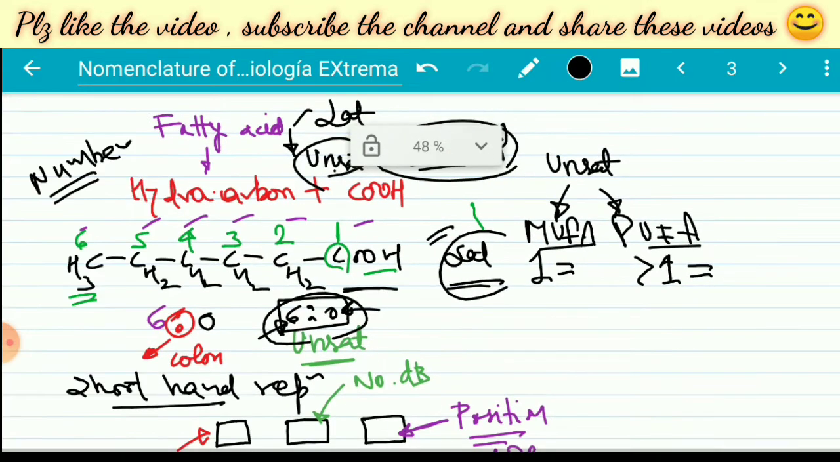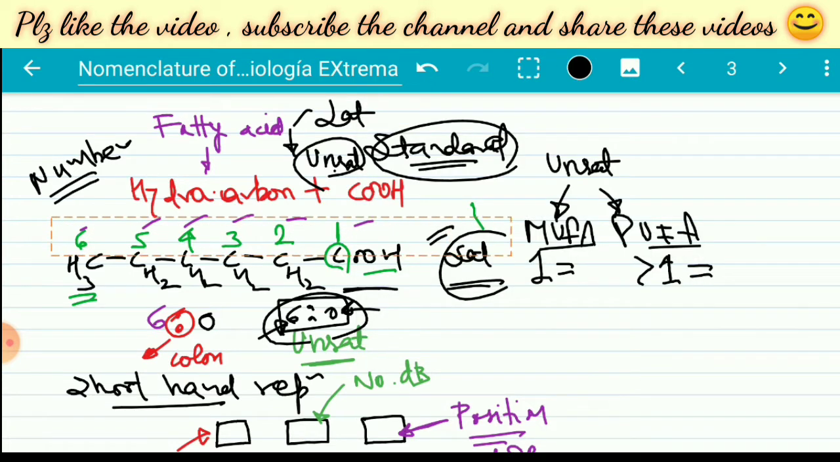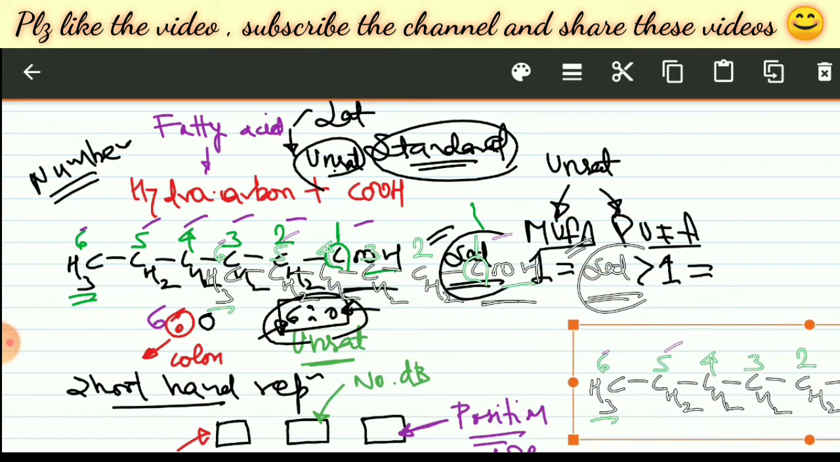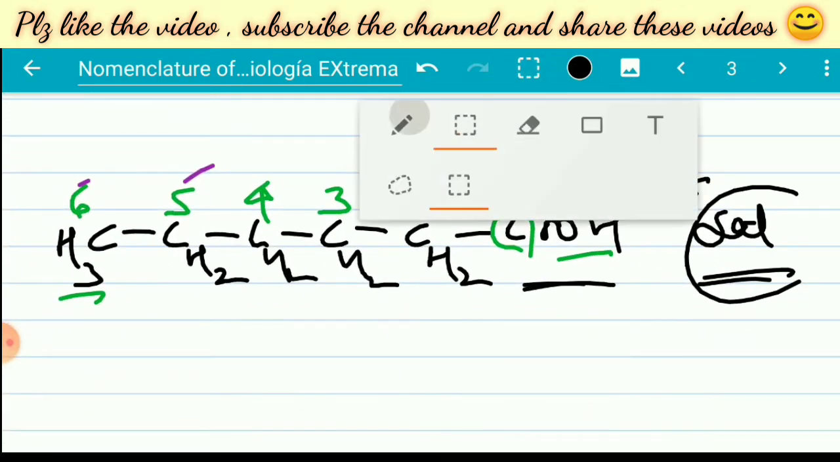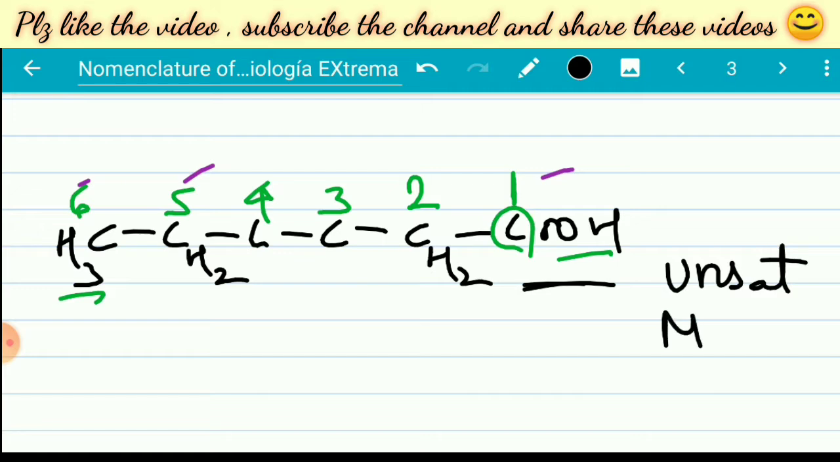Now take another example of MUFA, monounsaturated fatty acid. Clear? So let's copy it, paste it somewhere. Let's make it an unsaturated fatty acid. Especially MUFA, monounsaturated fatty acids, means one double bond. So we apply one double bond here, and we adjust the hydrogen atoms. Now we'll try to name it according to the shorthand representation.